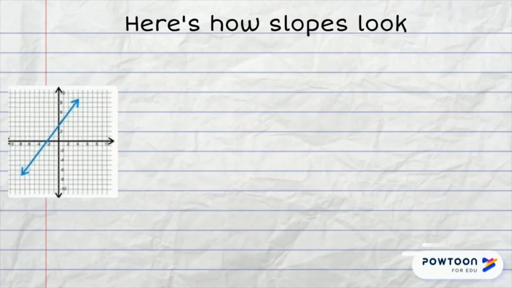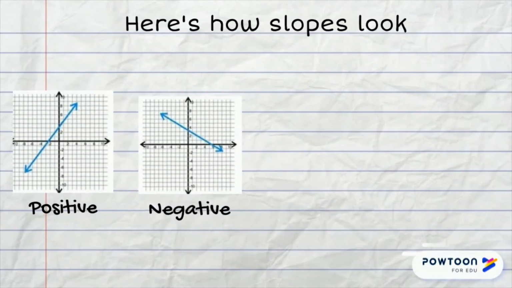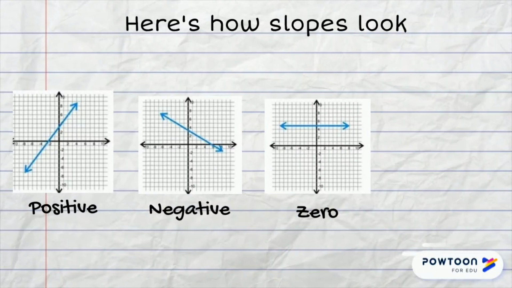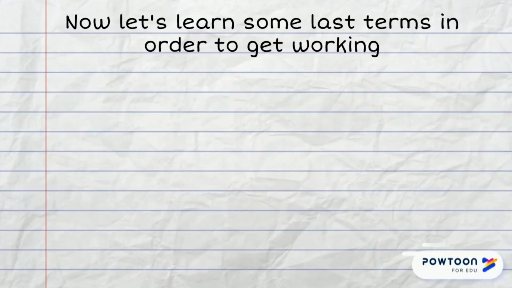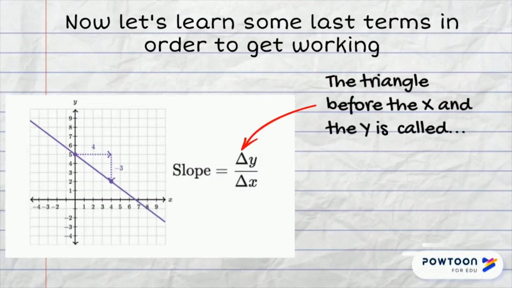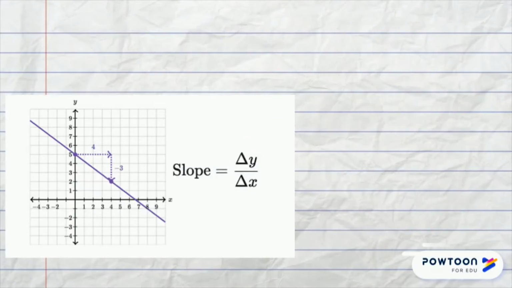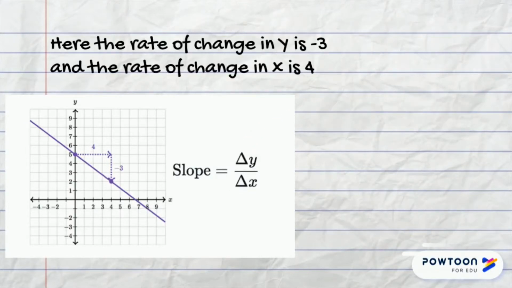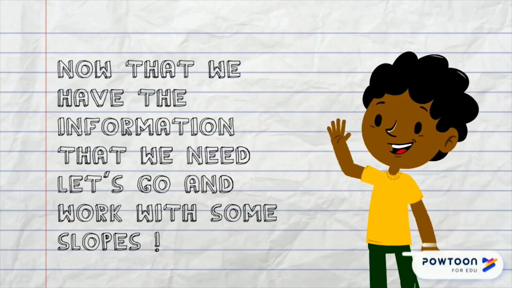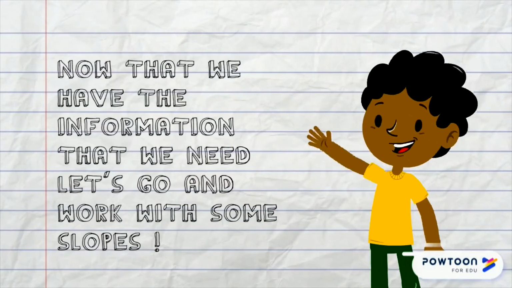Here's how slopes look: positive, negative, 0, and undefined. Now let's learn some last terms in order to get working. The triangle before the x and the y is called delta, the rate of change in the x-axis and the y-axis. Here the rate of change in y is -3 and the rate of change in x is 4, which means the slope is -3 over 4. Now that we have the information that we need, let's go and work with some slopes.